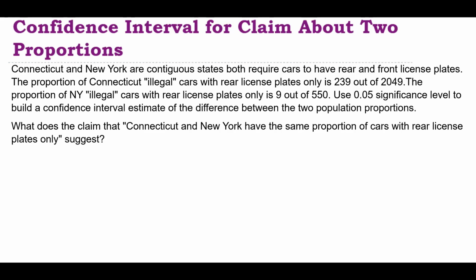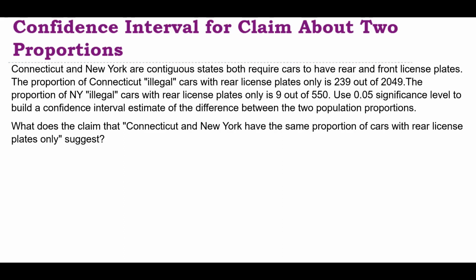We'll now use the same sample data we worked with in the previous two parts of Chapter 9.1 to build a confidence interval for a claim about two proportions. Let's read the example. Connecticut and New York are contiguous states. Both require cars to have rear and front license plates.